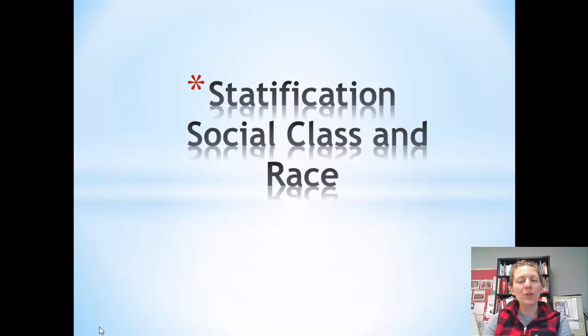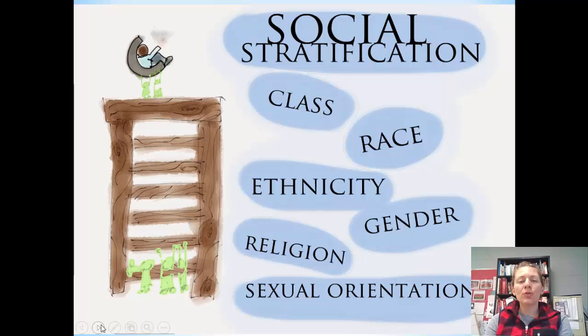All right, guys, 5.2, we're going to start talking about stratification and its impact. For this outcome, or this component, we are going to be talking specifically about socioeconomic class and race. All right, so social stratification can take a lot of different forms, or we could use a lot of different examples. We could talk about class, race, ethnicity, gender, religion, sexual orientation. We are going to focus, though, on our top two here. So what class are people in and what race are people.